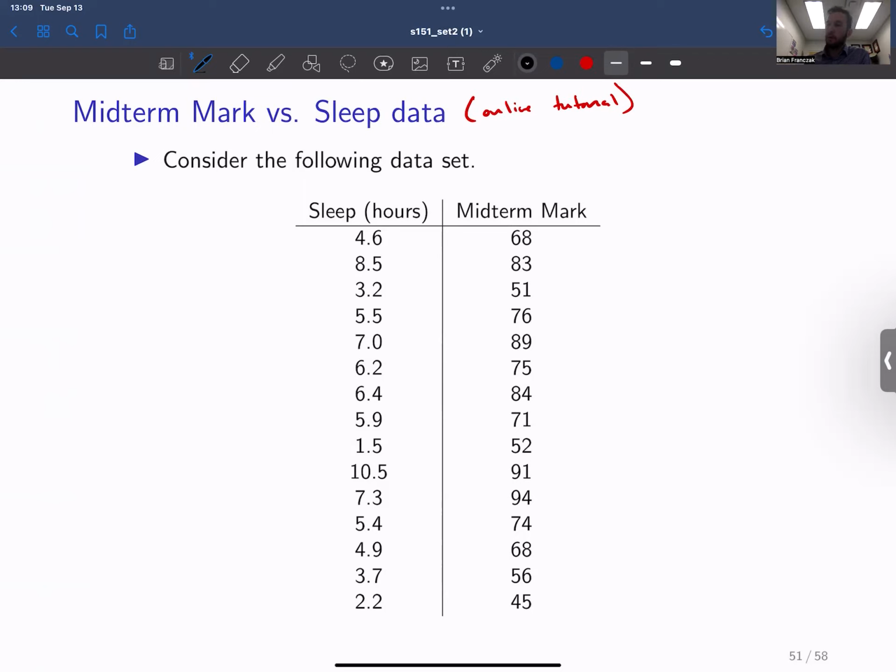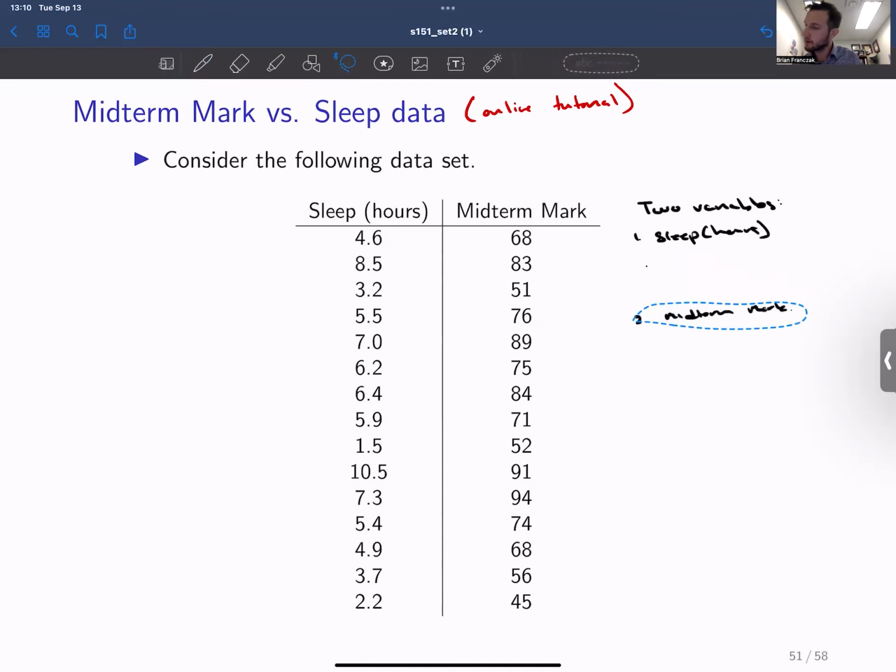So for example, if we were given a data set that looks like this, we would say this is a data set composed of two variables. One is sleep, which is in hours, and the second one is the midterm mark. We know that both of these variables are quantitative. We would say that sleep is quantitative continuous, and we would say that midterm mark is quantitative discrete.